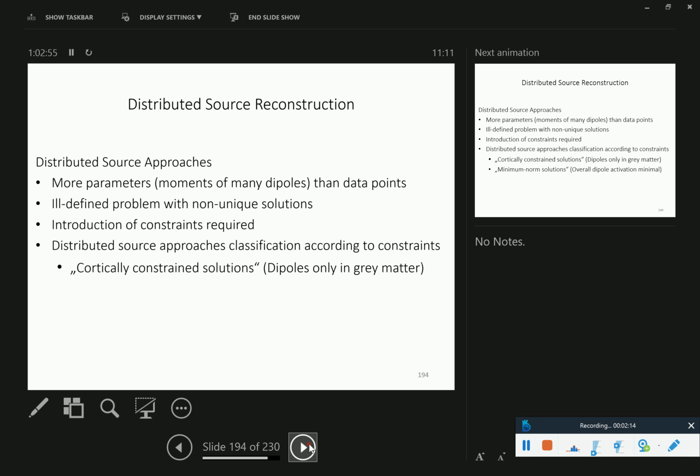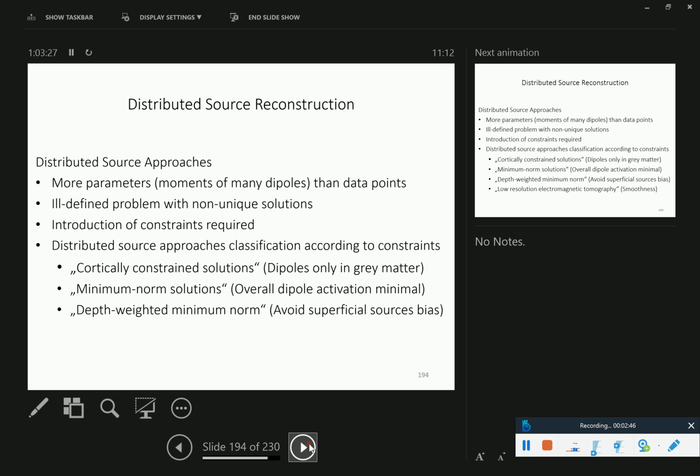So, for example, by coming up with a cortical mesh in which you then place dipoles. That's kind of biologically informed, and a non-biologically informed constraint would be to have the constraint that the overall dipole activation is minimal. That's what's called minimum norm solution, and that's a typical regularization or constraint technique that is used in many of these ill-defined problems.